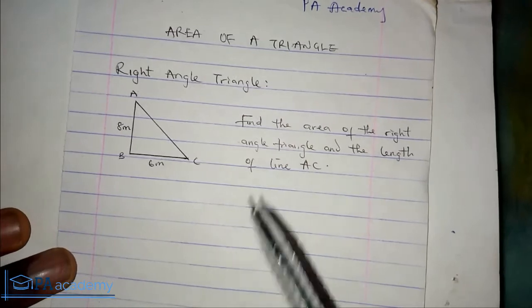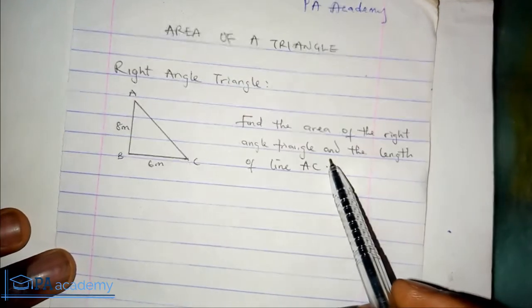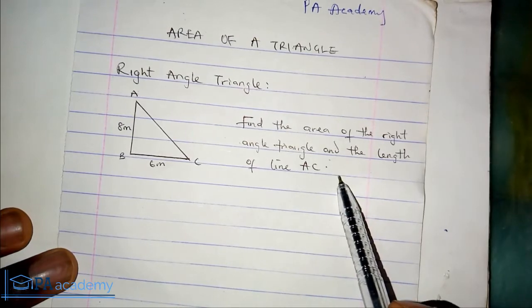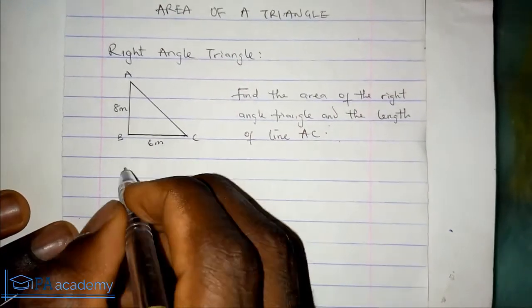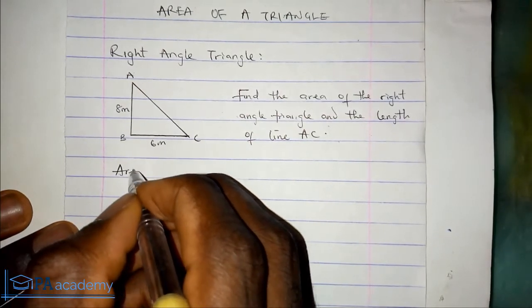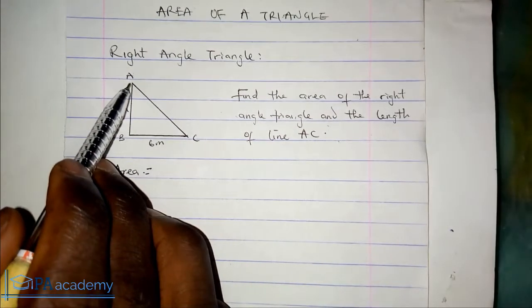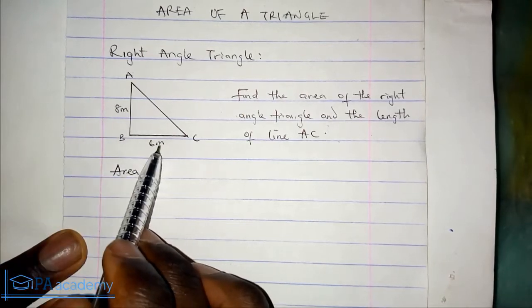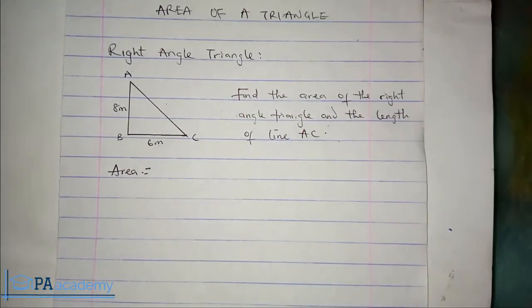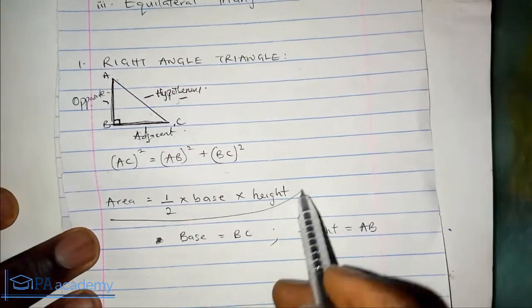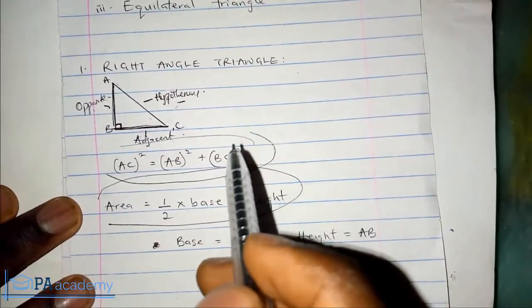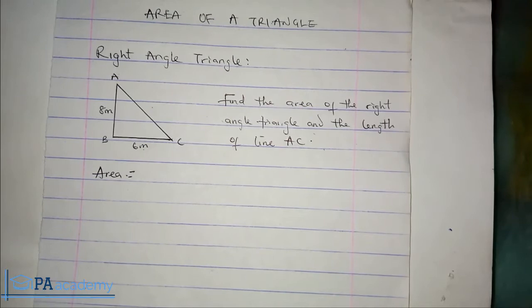So let's quickly look at this question under right angle triangle. It says find the area of the right angle triangle and the length of line AC. So we are asked to look for the area. Before moving forward, you can pause the video and attempt this question and let me know if you are able to get the area of this triangle and the length of this line AC. You can see this side is 8 meter, here is 6 meter, but we are not given this one and we are asked to look for it. This is the formula you are going to use to get the area, and you're also going to use this one to find the length. Just solve it and let me know in the comment section below if you are able to arrive at the answer.